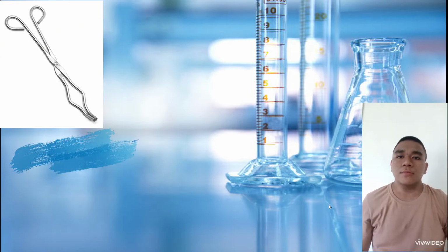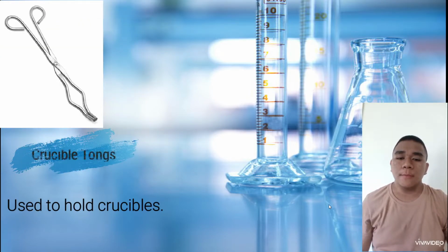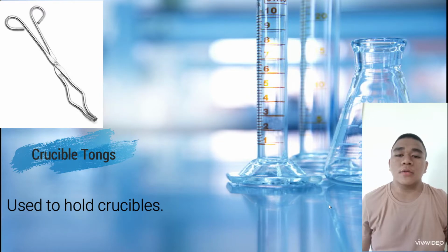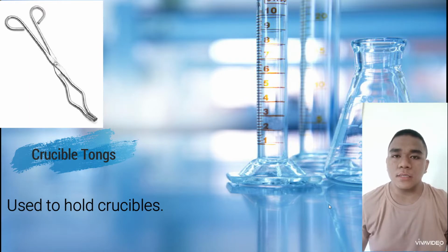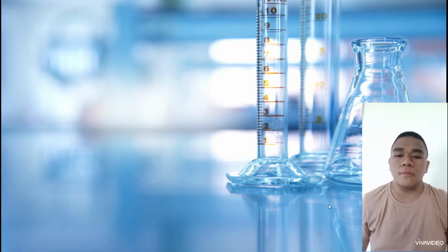Crucible tongs. Crucible tongs are scissor-like tools, but instead of having two blades, these tools have two pincers or pieces of metal that curve together. The function of crucible tongs is to allow the user to grasp a hot crucible, plus evaporating dishes or even small beakers.